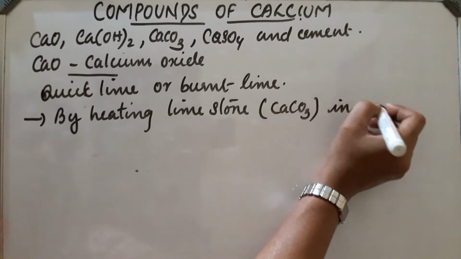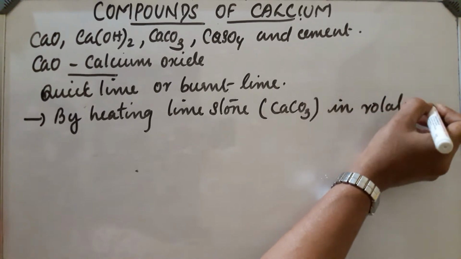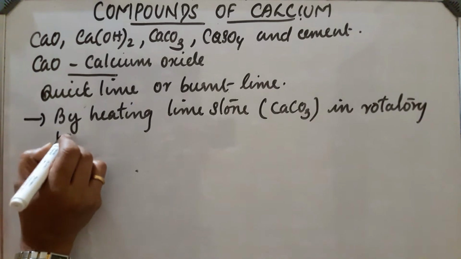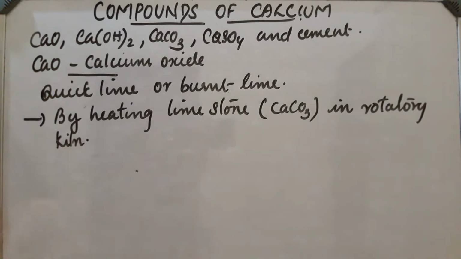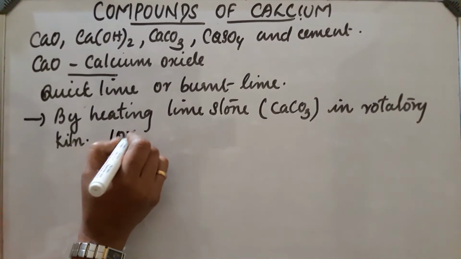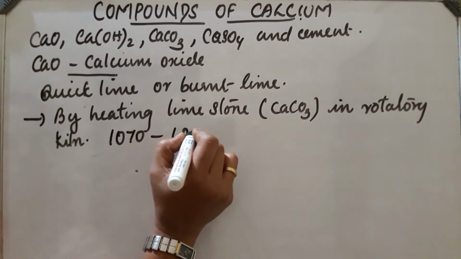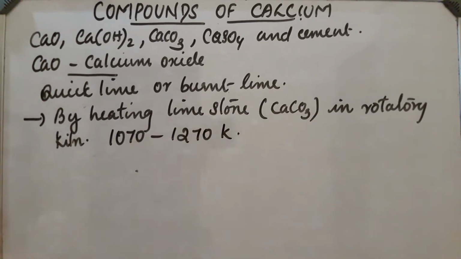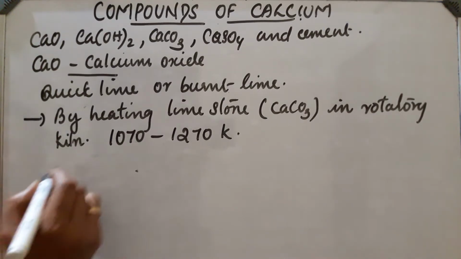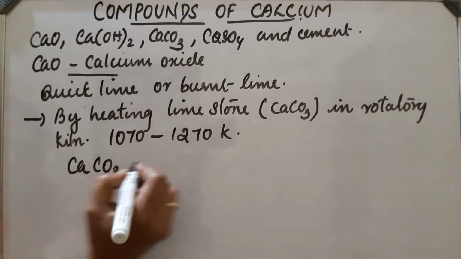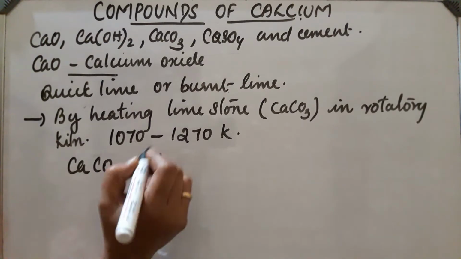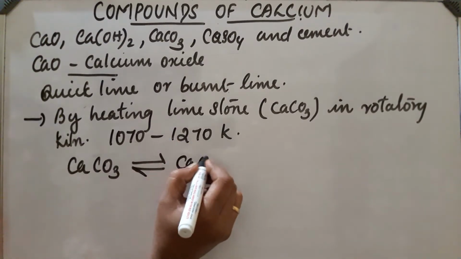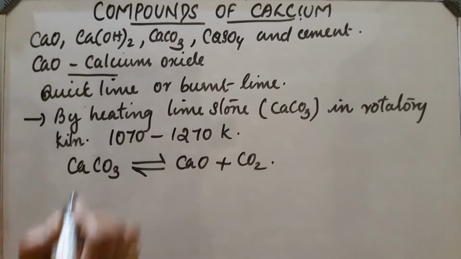in a rotary kiln, at a temperature of 1070 to 1270 Kelvin. At this temperature, heating calcium carbonate in a rotary kiln, we can obtain calcium oxide, and the reaction will be like this: CaCO3, on heating at this temperature, gets converted into CaO and carbon dioxide gas.